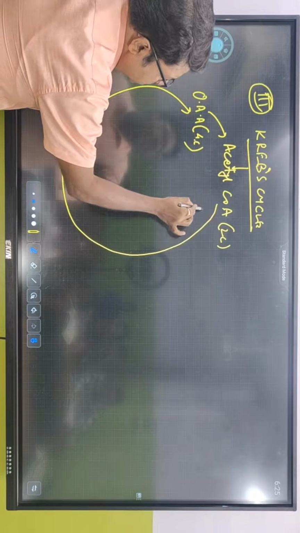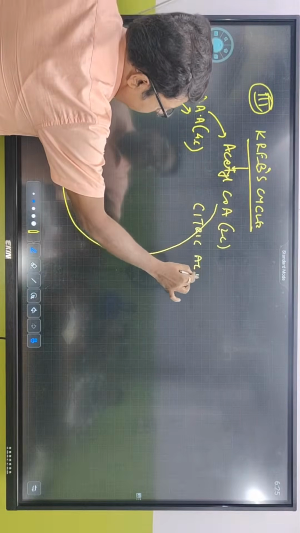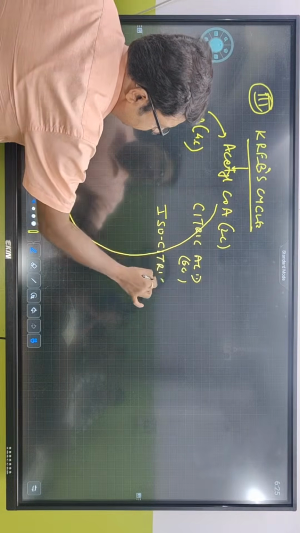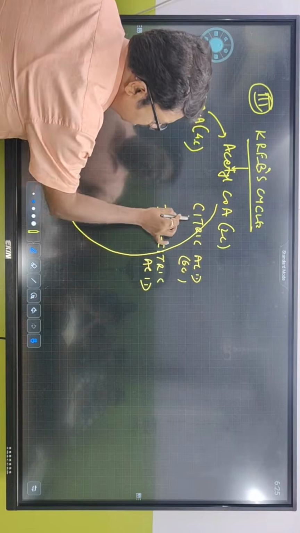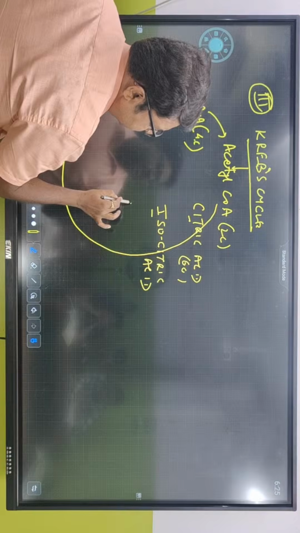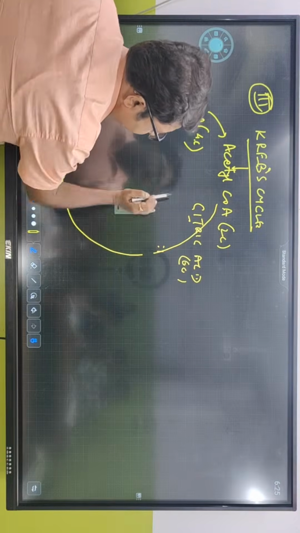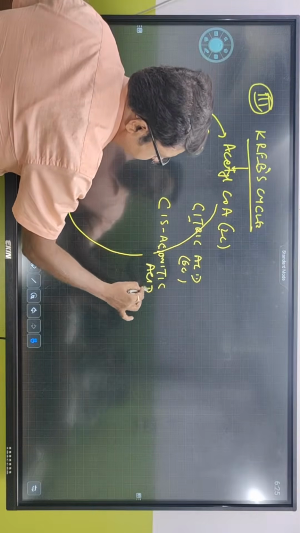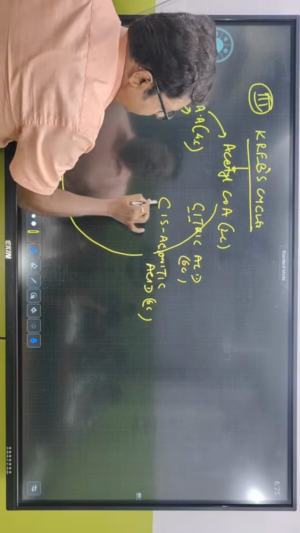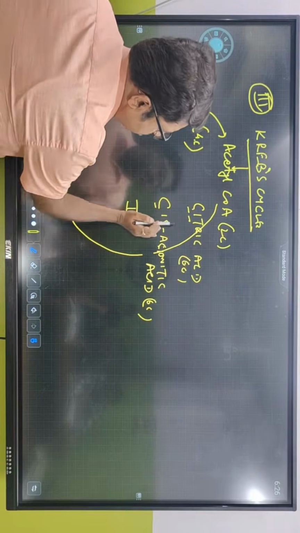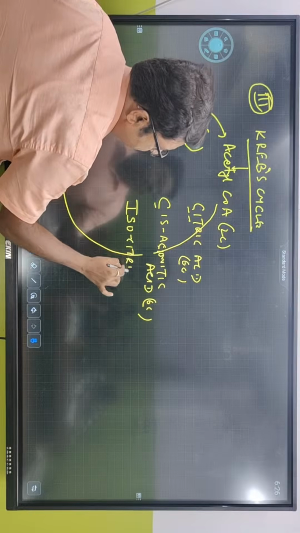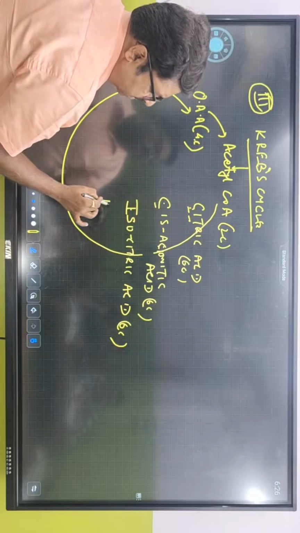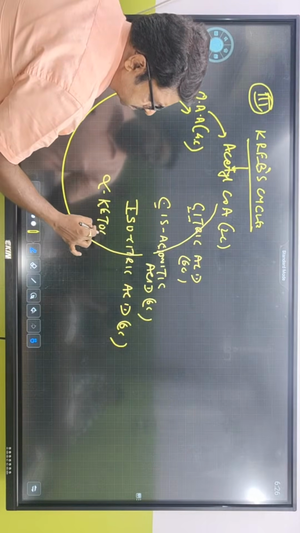So 4 plus 2 is going to give rise to citric acid first, which is a 6 carbon compound, then isocitric acid. You know this, help me a little: citric, then isocitric, then cis-aconitic acid, which is a 6 carbon compound. Then isocitric acid, again a 6 carbon compound, and then alpha ketoglutaric acid.